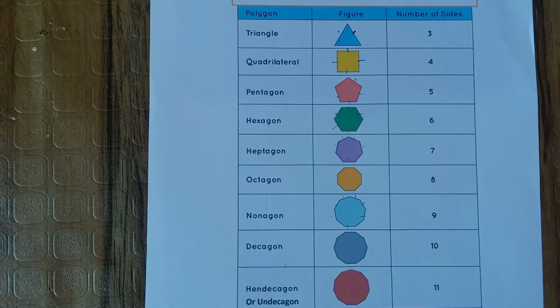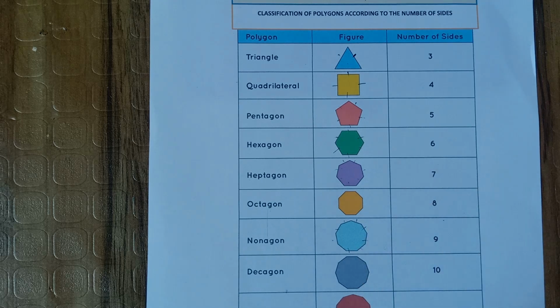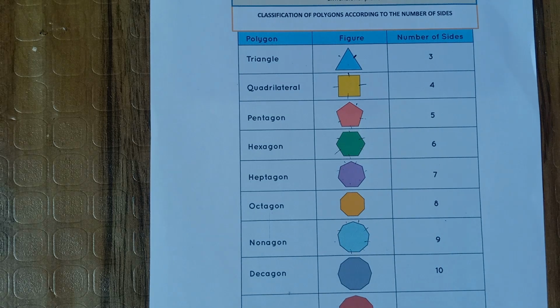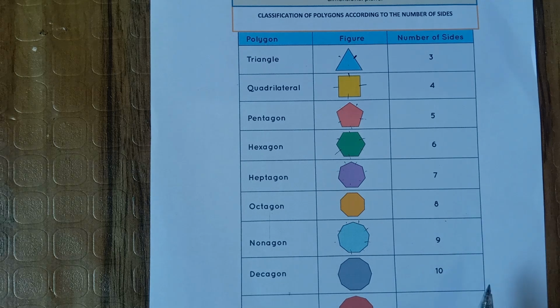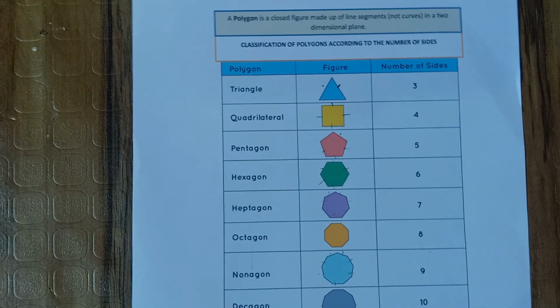Now, once again, class, for polygons, we have regular and irregular polygons. If the sides are equal as well as the angles, we call that one a regular polygon. Alright, so I hope you understand this one with regards to the classification of polygons according to the number of sides.